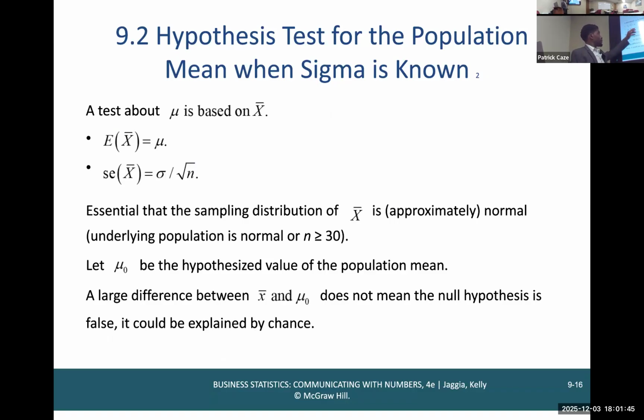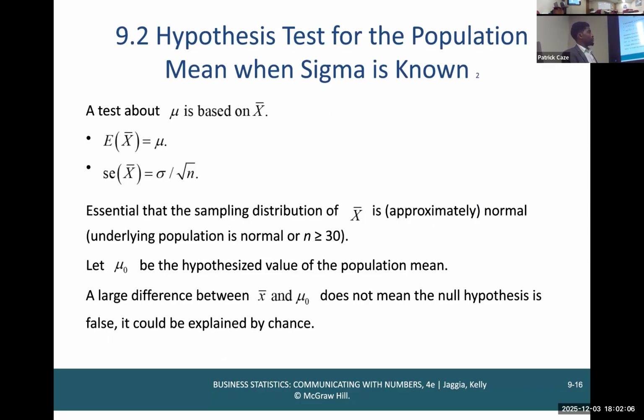So, the expected value of the sample mean is equal to the population mean. The standard error of the sample mean is equal to the standard deviation divided by the square root of n, right? And n again is the number of data points you have, or the number of objects, or whatever it is that you're looking at within your data set.